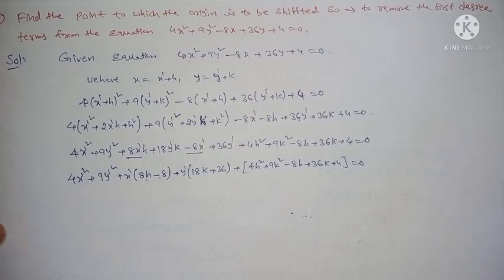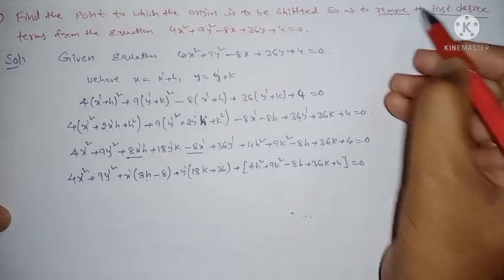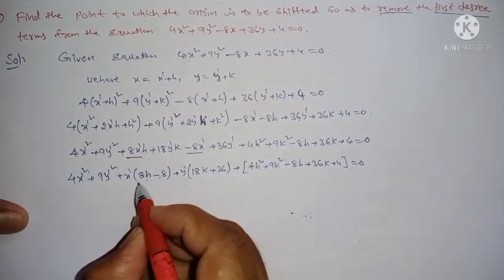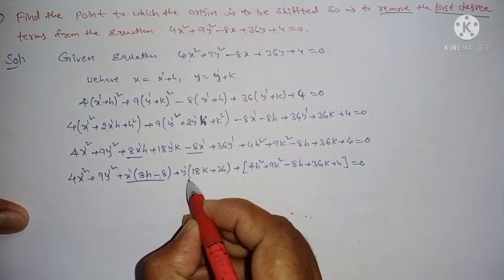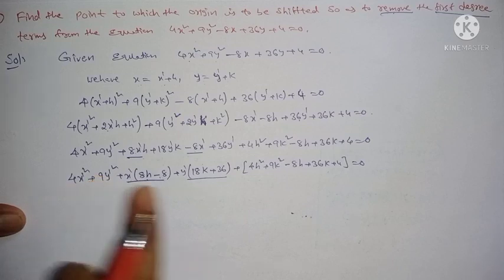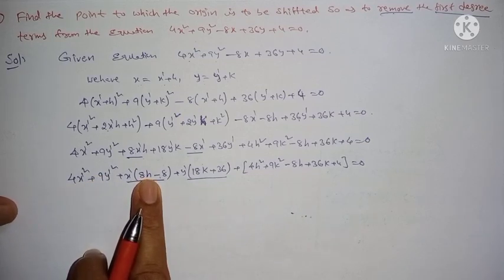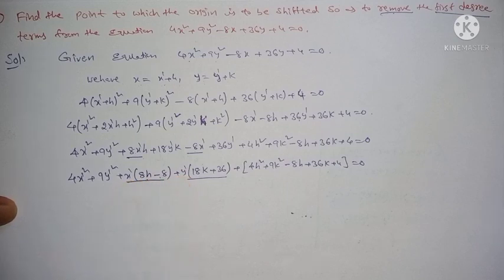What you have here, only remove the first degree. First degree is nothing but the x dash and y dash terms only. This is the second term, this is also a second term, and this is a constant. Therefore, first degree means remove the x dash and y dash terms. The degree is how much? Only 1.